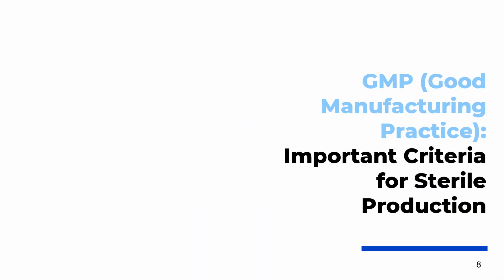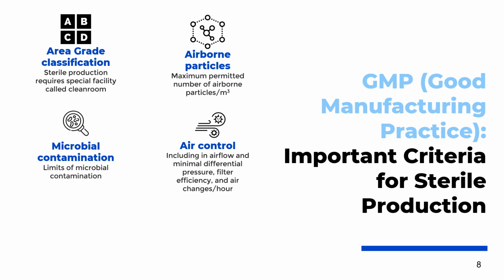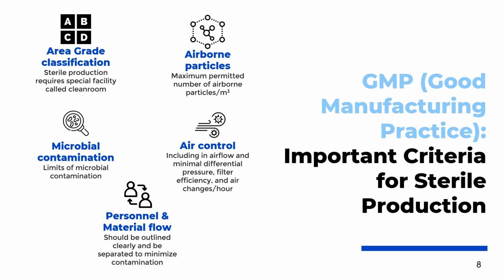To ensure sterility in the eye drop production, EU, FDA, WHO, and the rest of the world established GMP of sterile medicinal products. In this case, we choose to adopt EU GMP. There are several important criteria for sterile production. The first is area grade classification for each production process. According to EU, there are 4 grades of clean rooms which are grade A, B, C, and D. These grades have different environmental monitoring such as for airborne particles, microbial contamination, and air control, which all will be explained in detail later. Another important factor is personnel and material flow. Personnel and material flow should be outlined clearly and be separated to minimize contamination.